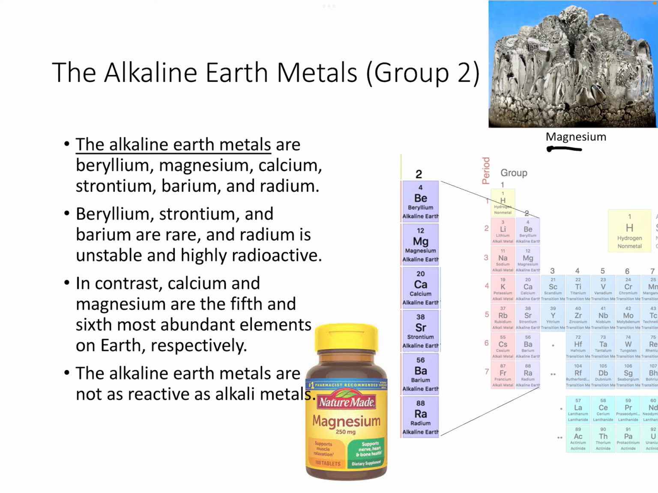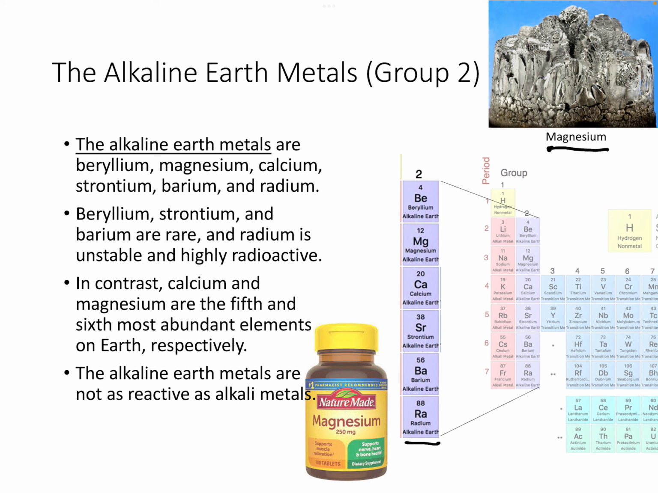Up above, I have a picture of magnesium, and you can see this is clearly a metal as well. It's very shiny, it's silvery in color, so very typical of a metal. Now, beryllium, strontium, and barium are pretty rare, and radium at the very bottom is very unstable and highly radioactive. So we don't really deal with that.